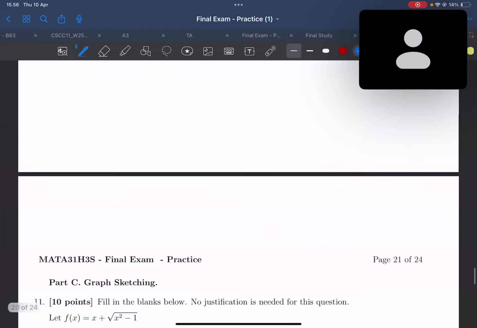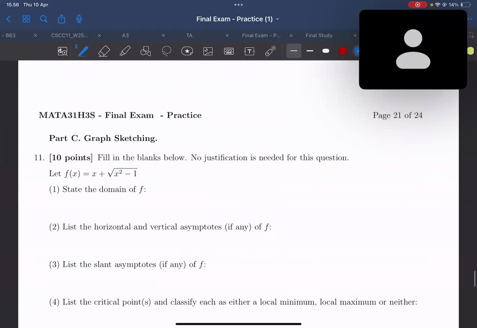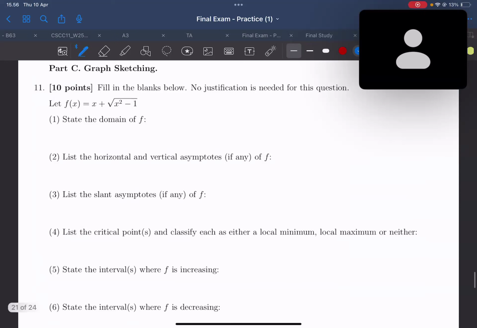So the last question is a sketching question, and it's always guaranteed to have a question like this in your final. Just the function might be different. But the steps are always the same, where they'll just tell you to do all these steps, and in the end you just draw it based on the steps. So the first question is this.